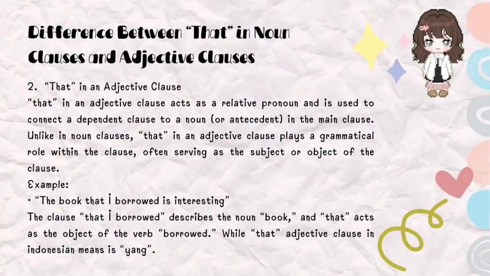Okay, next we have that in adjective clause. An adjective clause is a dependent clause that describes or gives more information about a noun in the main clause. That in adjective clause acts as a relative pronoun. It connects the dependent clause to the noun and can serve as the subject or object within the clause.